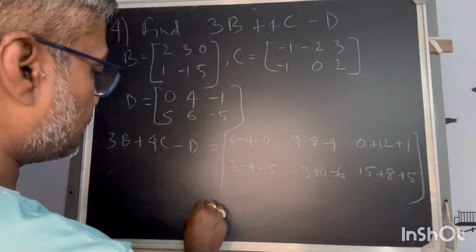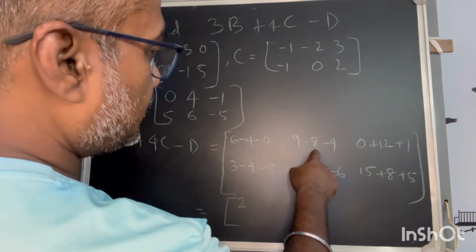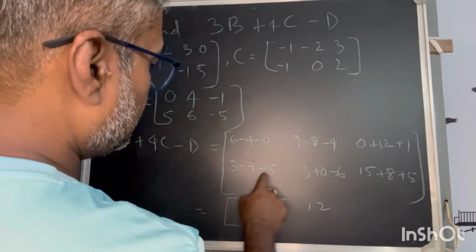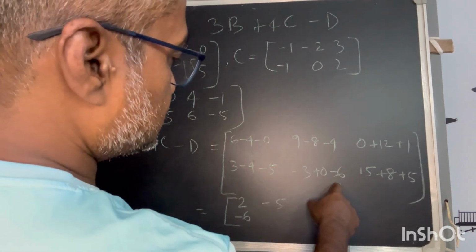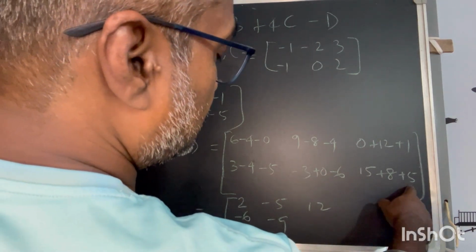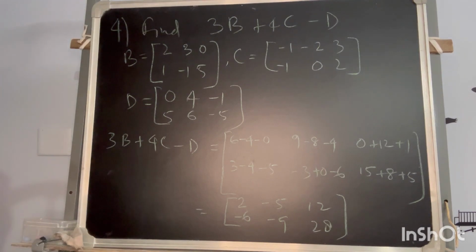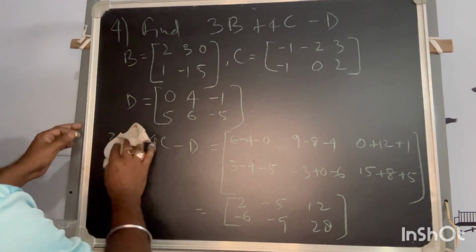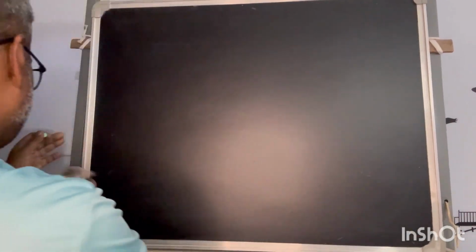So this is completed. Now this result will be 2, minus 5, 12, 9, minus 6, minus 9, 23, 28. So this will be the ultimate matrix. Understood? Move to the next problem, number 5.